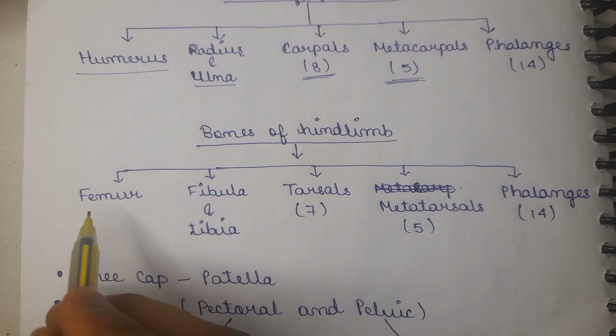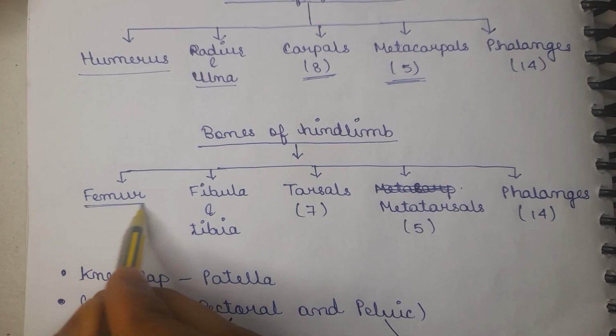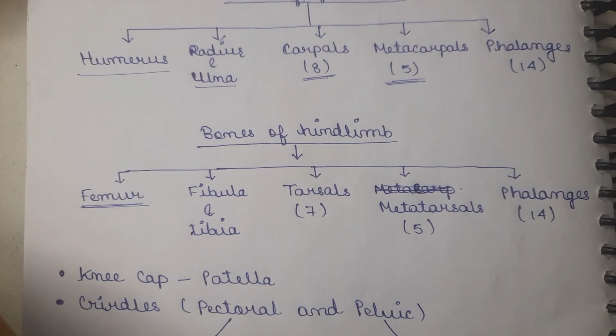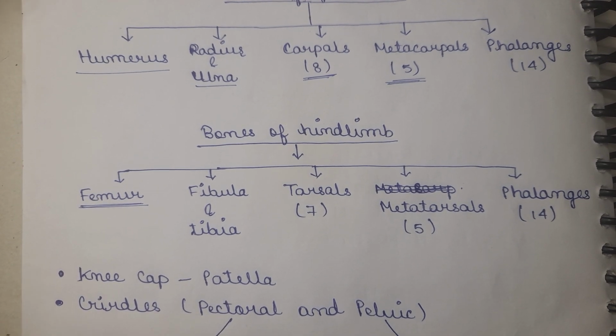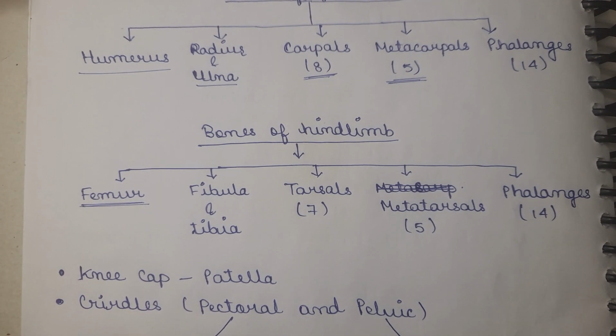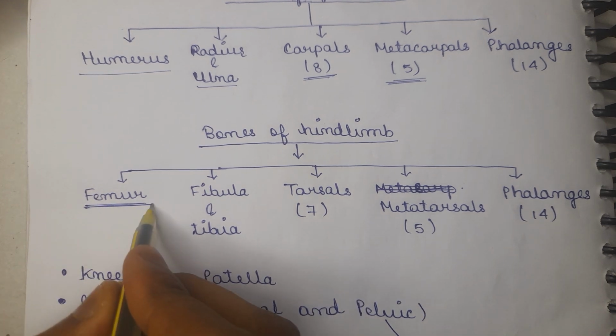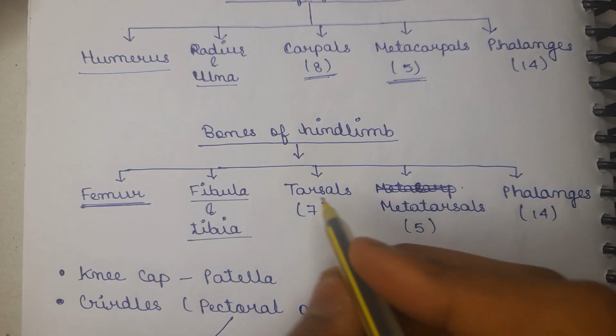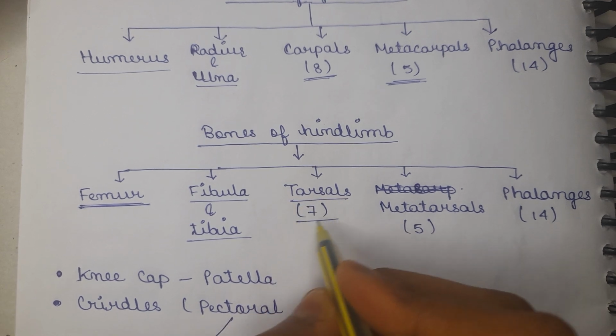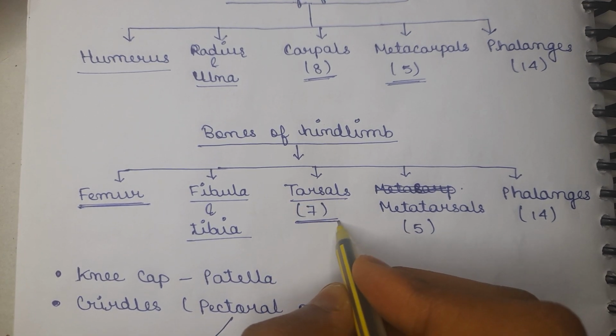So the first one is the femur. The femur is the longest bone present in our leg, from our waist to the leg. So the longest bone is the femur, and the second bones are the fibula and the tibia. The third one is the tarsal, there are 7 tarsal bones present in the hind limbs.